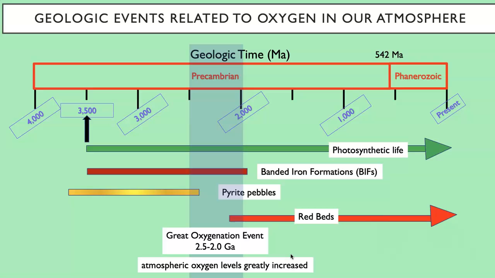Another thing that happened as oxygen built up in our atmosphere is the O2 that we breathe became O3, which is ozone. And that ozone rose and formed the ozone layer in our atmosphere, another crucial event for life to exist on our planet.